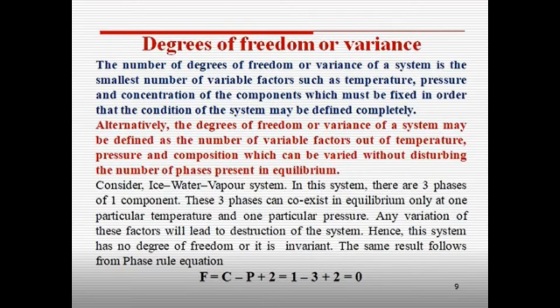For example, consider the ice, water, vapor system, that is the water system. In this system, there are 3 phases having 1 component. These 3 phases can coexist in equilibrium only at one particular temperature and one particular pressure. Any variation of these factors will lead to destruction of the system. Hence, this system has no degrees of freedom or it is invariant. The same result follows from the phase rule equation, that is F is equal to C minus P plus 2. Here we have a 1 component system, that is C is equal to 1, and 3 phases, so P is equal to 3. Substituting these values, we get F is equal to 0.